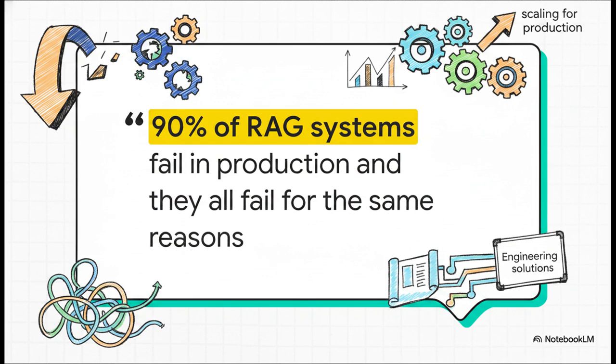It's incredibly frustrating for developers to spend weeks fine-tuning an application only to watch it completely hallucinate answers to users, simply because the underlying architecture wasn't built to scale. So today, we're going to unpack exactly what those failure reasons are, and more importantly, how you can actually engineer your way past them. We are not just building a toy application today, we are building for true enterprise scale.